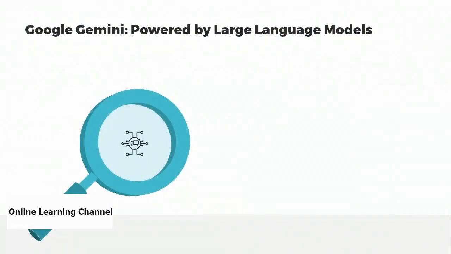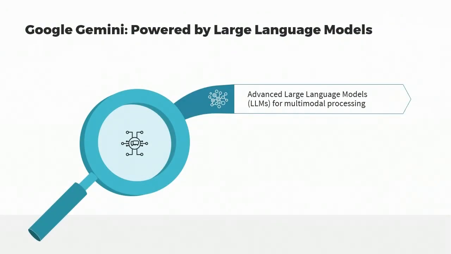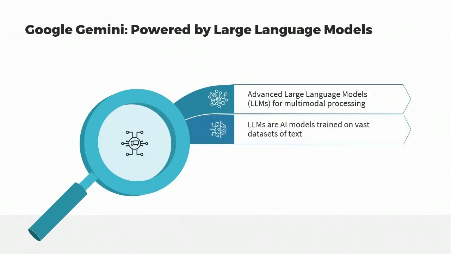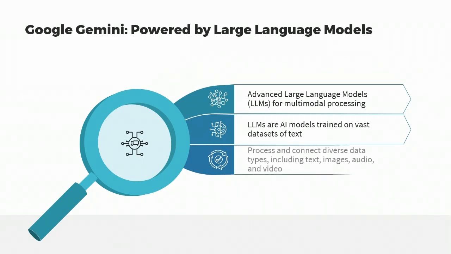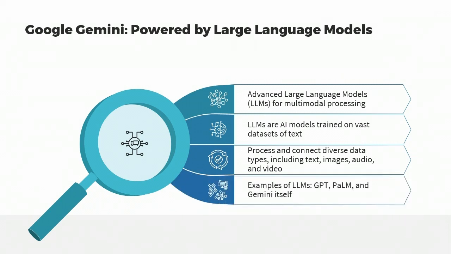Gemini's remarkable capabilities are powered by advanced large language models, or LLMs. These are cutting-edge AI systems trained on vast text datasets, enabling them to understand and generate responses with human-like fluency. LLMs' ability to handle diverse types of data, from text and images to audio and video, makes them highly versatile. For instance, Gemini can seamlessly integrate these data forms, opening up new possibilities in creativity and problem-solving. Similar models include GPT, PaLM, and, of course, Gemini itself, which brings its unique multimodal approach to the forefront.